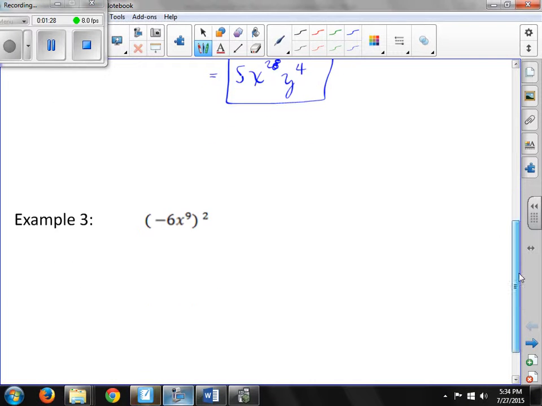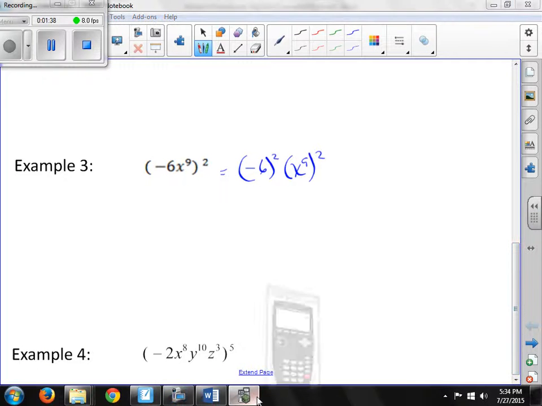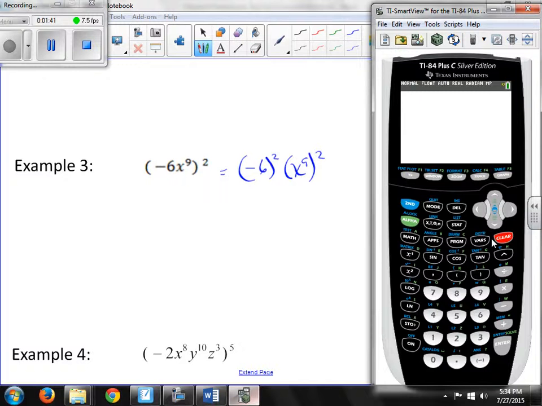On example 3, we're going to raise both of those. We're going to raise the negative 6 to the second power and the x to the 9th to the second power. So you can use your calculator for negative 6 to the second power. Let's see. Parenthesis, negative 6 raised to the second power. That would give us 36. And our x to the 9th raised to the second power, that's when we multiply the exponents, would be x to the 18th.